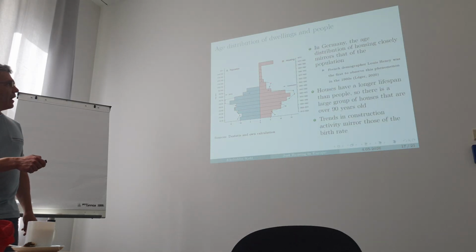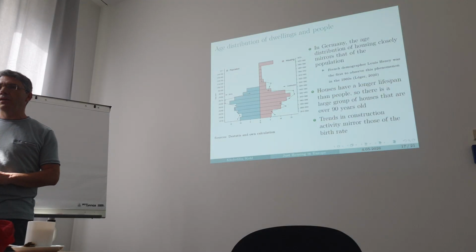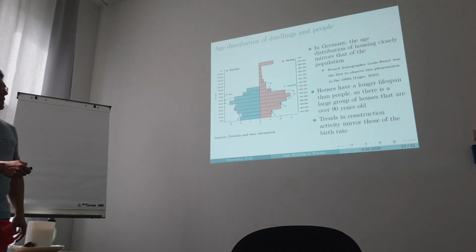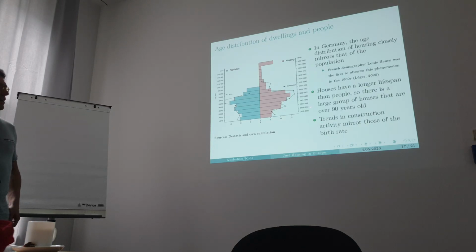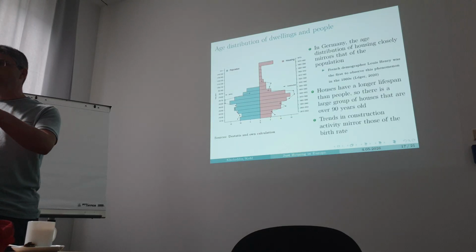Of course, you have these outliers, very old housing, because housing has a much longer lifespan than people. But I think it's very striking. Here I also put the number of births and the number of completed housing units. And again, you see that there's a pretty strong correlation between these numbers. So it leads me to the idea that perhaps there's a correlation between births and construction. So not between the increase in the population, but between births and construction.